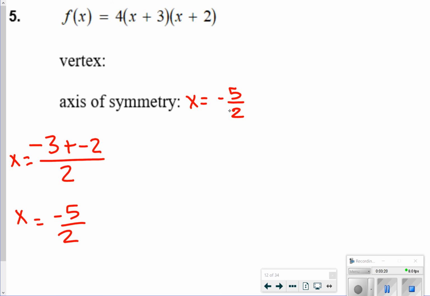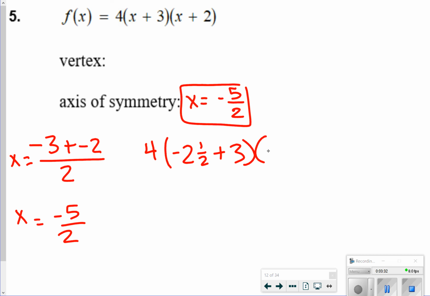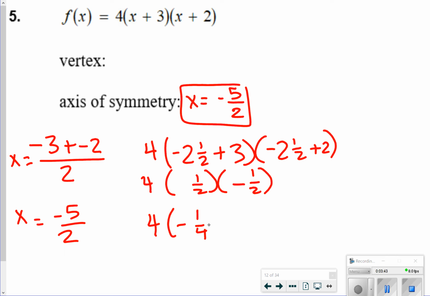It's a little bit trickier here as we solve for y. All we're going to do though is just plug that in, and I'm going to change -5.5 to -2.5. So -2.5 plus 3, times -2.5 plus 2. I'm going to get 4 times +1/2 times -1/2. That's going to give me 4 times -1/4, which is equal to -1. So y is equal to -1. So my vertex would be (-5/2, -1).